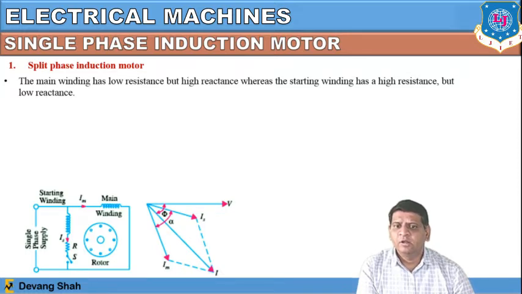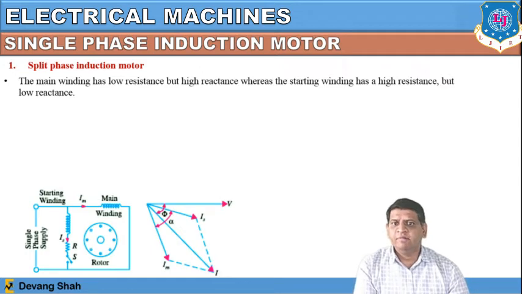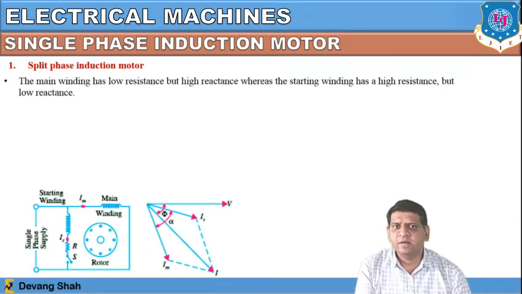One current, passing through the main winding, is IM; the other, passing through the auxiliary winding, is defined as IS. So you will get these two different vectors, and the resultant vector of the current comes with a resultant angle of phi. Here the main winding has low resistance but high reactance, whereas the starting winding has high resistance but low reactance.